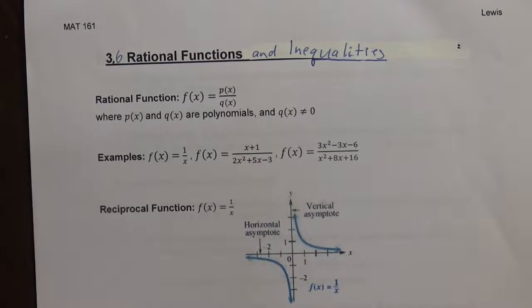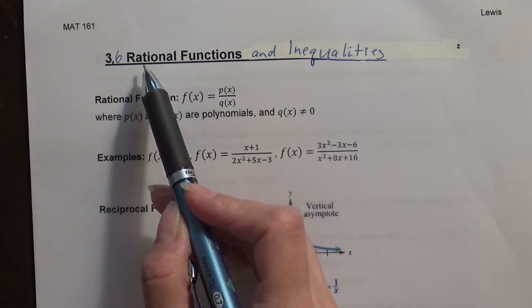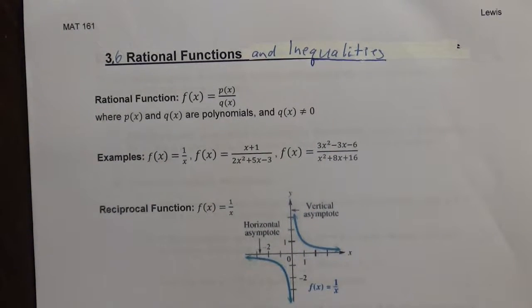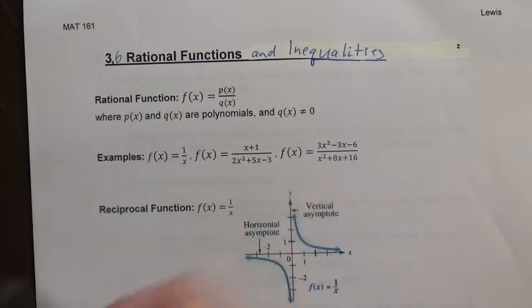Section 3.6, this is the last section in Module 3. We're going to be working with rational functions and inequalities. Rational functions, we're still working with the polynomials that we've been discussing, but rational function just simply means that we're going to divide one polynomial by another. If you notice, it's based on the word ratio, so you're looking at fractions. So we've got fractions where we've got one polynomial in the numerator and another polynomial in our denominator.